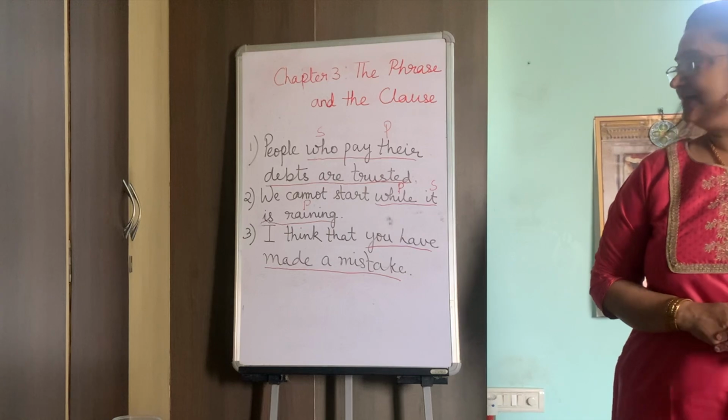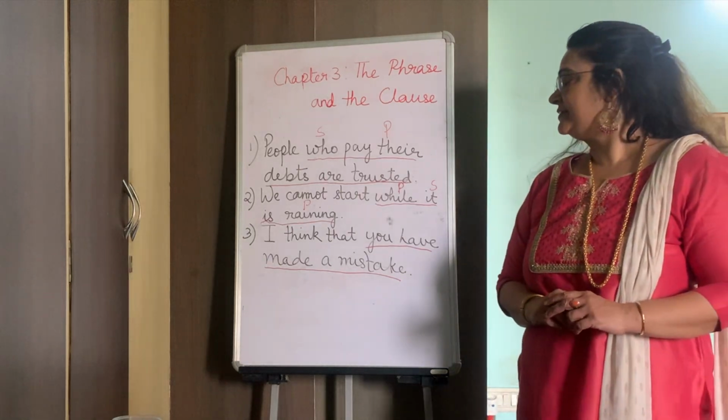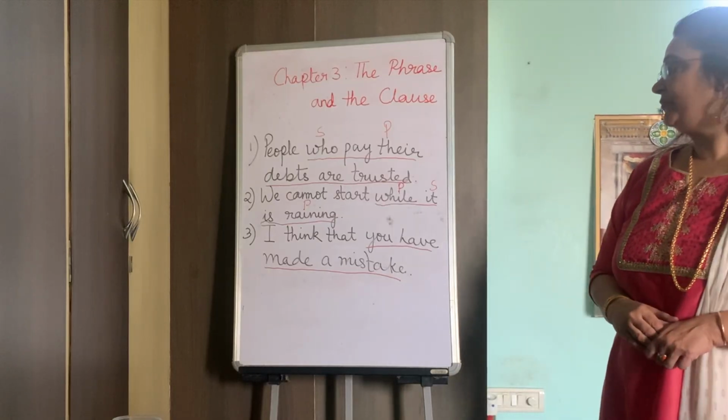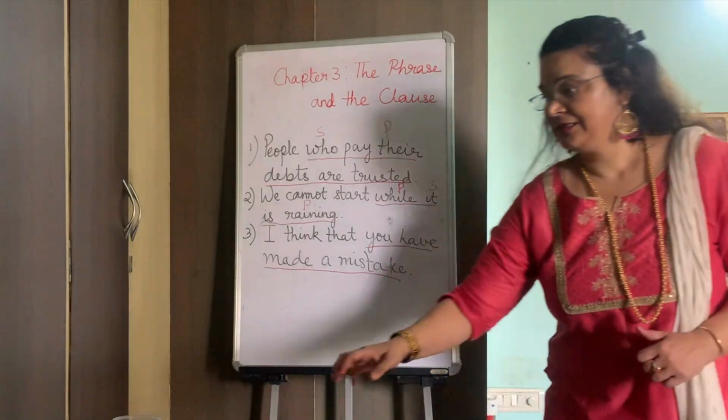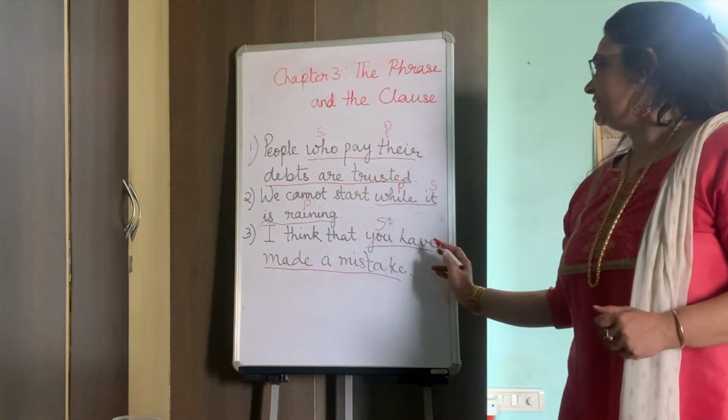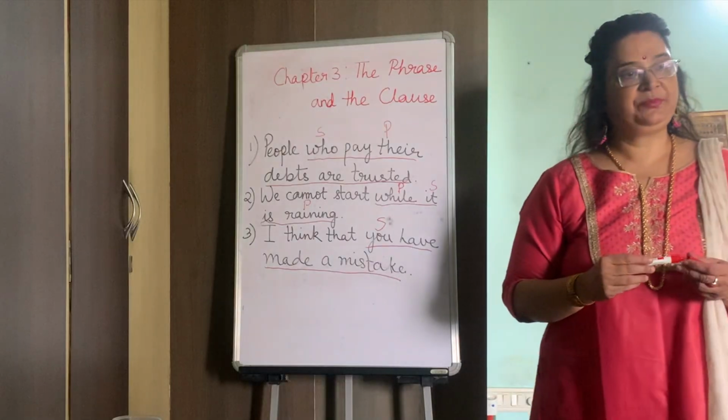In the third sentence, it is written, I think that you have made a mistake. You have made a mistake is the clause here. You is the subject and the rest is the predicate. Have made a mistake is the predicate.